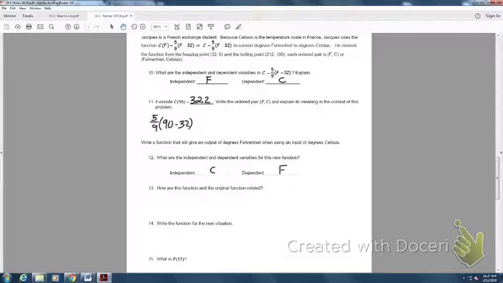Okay. How are these situations related? Let's see. They're going to be inverses. Any time you're flipping what I call the dependency, that means you're just switching which one is independent and which one is dependent. That's an inverse situation. So now we need to write the function for the new situation.